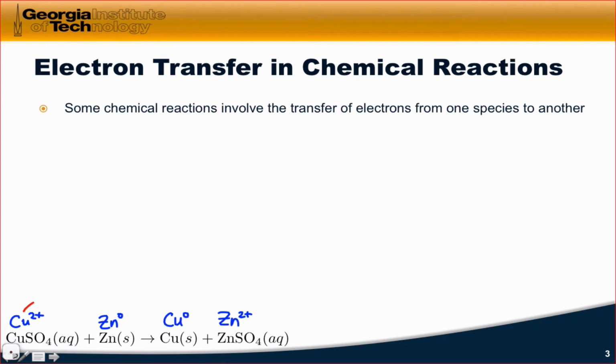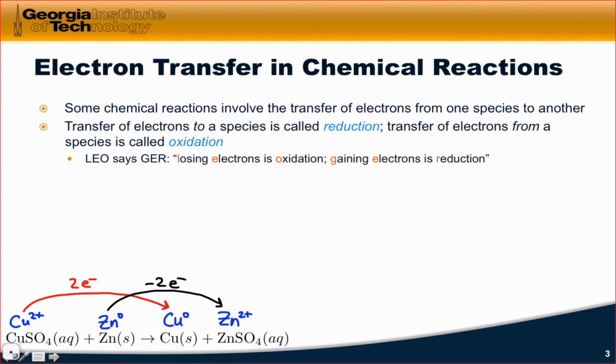So notice what's happening here. We're going from copper 2+ to copper 0. 2 electrons are being transferred to the copper atom. And we're going from zinc 0 to zinc 2+. 2 electrons are being transferred away from the zinc atom. Transfer of electrons to a species, like we're seeing for the copper 2+ ion in this example, is called reduction. Transfer of electrons from a species, like we're seeing for the zinc 0 going to zinc 2+, is called oxidation.